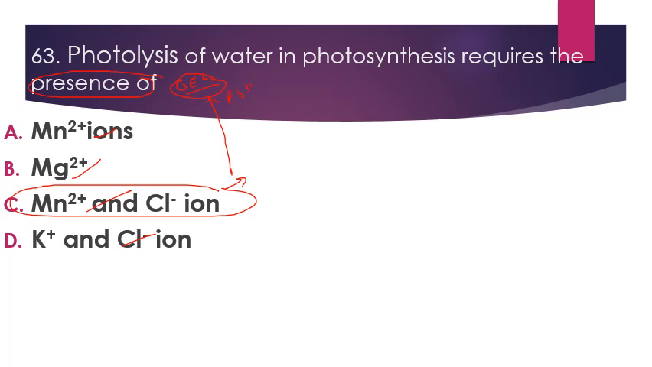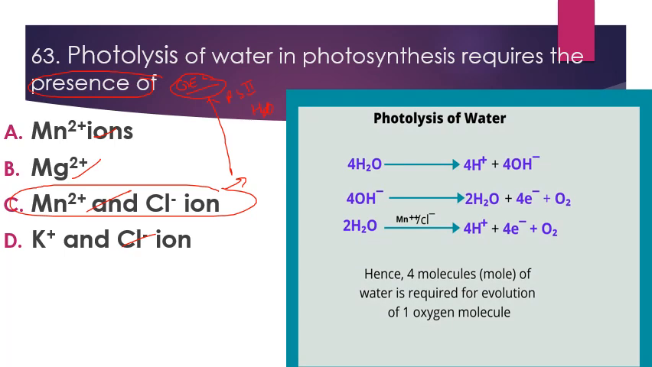ये एसोसिएटेड होता है फोटोसिस्टम 2 के साथ, और ये हेल्प करता है वाटर की स्प्लिटिंग में to produce oxygen. So photolysis of water requires this manganese and chloride ion, and it releases this oxygen. So hence 4 molecules of water are required for evolution of 1 oxygen molecule. So these two ions play a very important role in the formation of this OEC, that is oxygen evolving complex, and splitting of water.